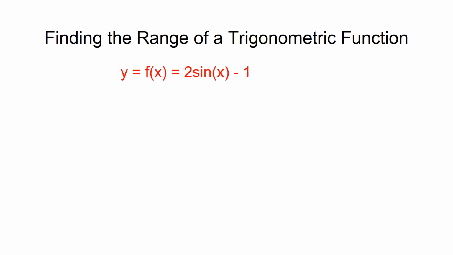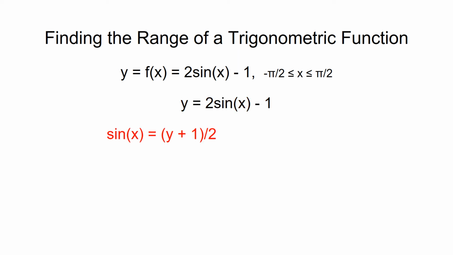We can use inverse trig functions in more complicated expressions, like this function. Here, we'll start by finding the range of the function f of x. Because f of x contains the trig function sine of x, x is restricted to being between -pi over 2 and pi over 2. So let's begin with y equals 2 times sine of x minus 1. Now sine of x is equal to y plus 1 all over 2. And we know that the sine of x has to be between -1 and 1.